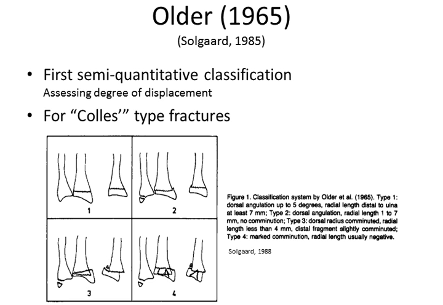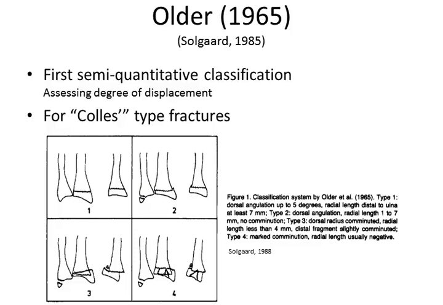Okay, Older's classification was in 1965, and this was modified by Sarmiento in 1985. So this is the first semi-quantitative classification for the distal radius, and you're able to assess the degree of displacement of the distal radius. However, this system, although quite good, can only be used for the Colles' type fracture. That means fractures which are dorsally angulated or dorsally displaced. All right.